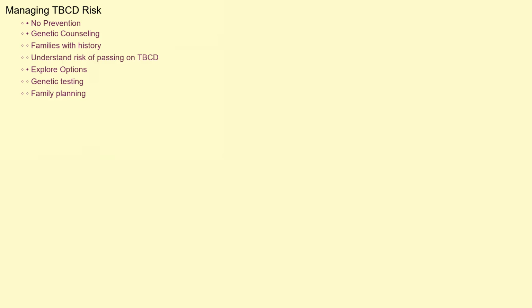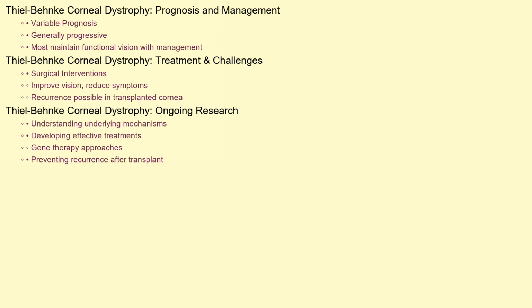Because TBCD is a genetic condition, there's no way to entirely prevent it. However, genetic counseling can be beneficial for families with a history of the disease who are planning to have children. This can help them understand the risk of passing on the condition and explore available options for genetic testing and family planning. The prognosis for individuals with Thiel-Behnke corneal dystrophy varies.